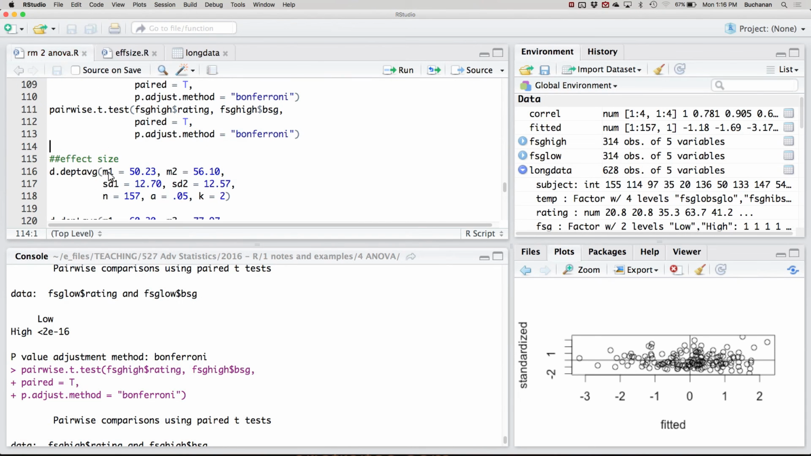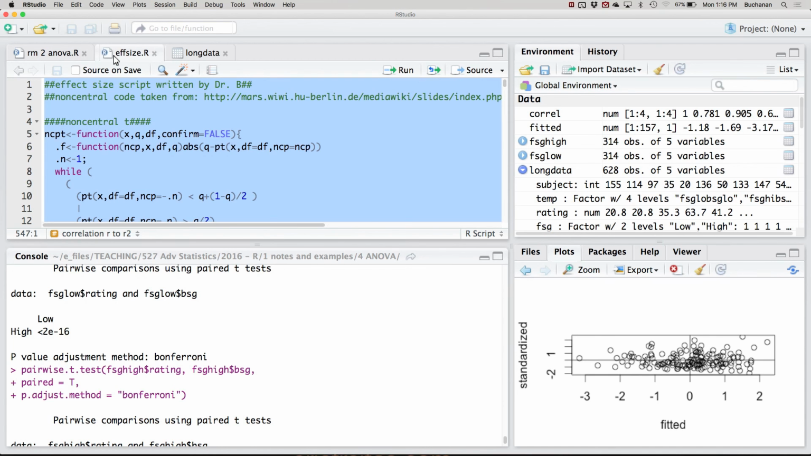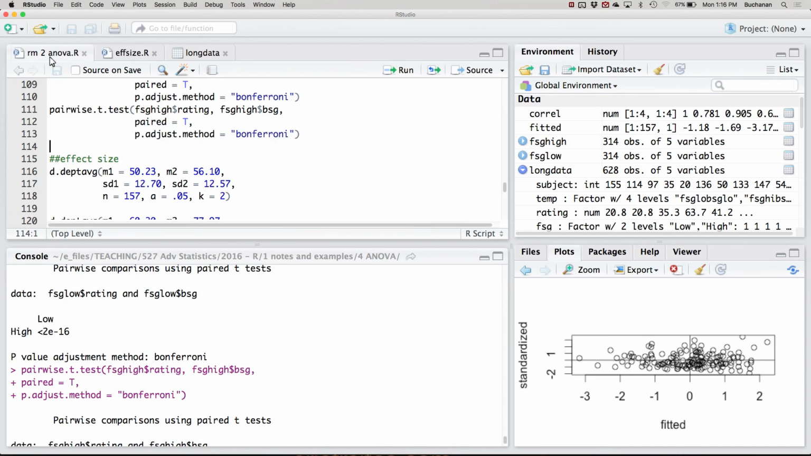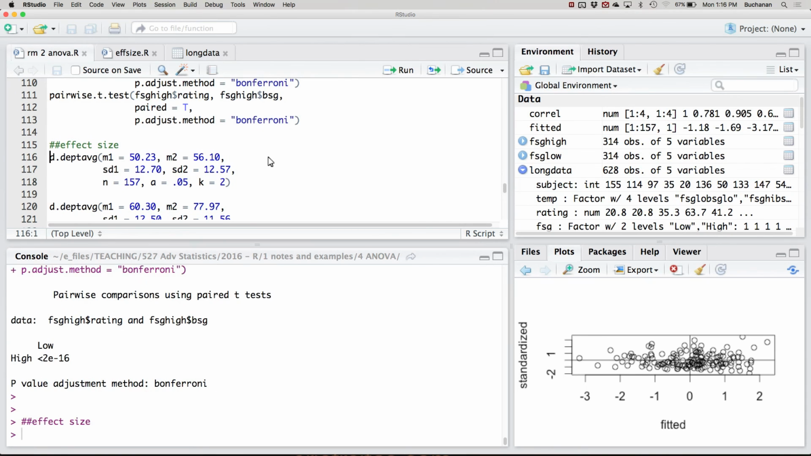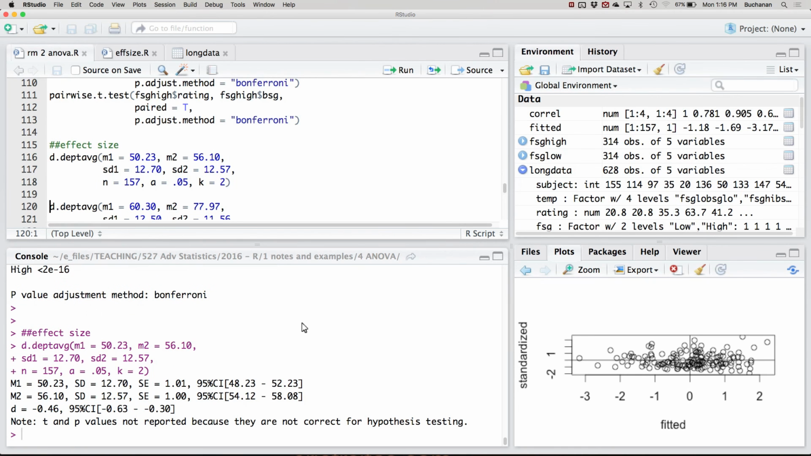So it's still dependency averages. I took that effect size document and loaded it already. But if you have not loaded it, make sure you do that. So, open F size, run the whole thing. You can also use MOTE if you like MOTE better. So I filled in all my means and standard deviations from my table that I made. So make a table.